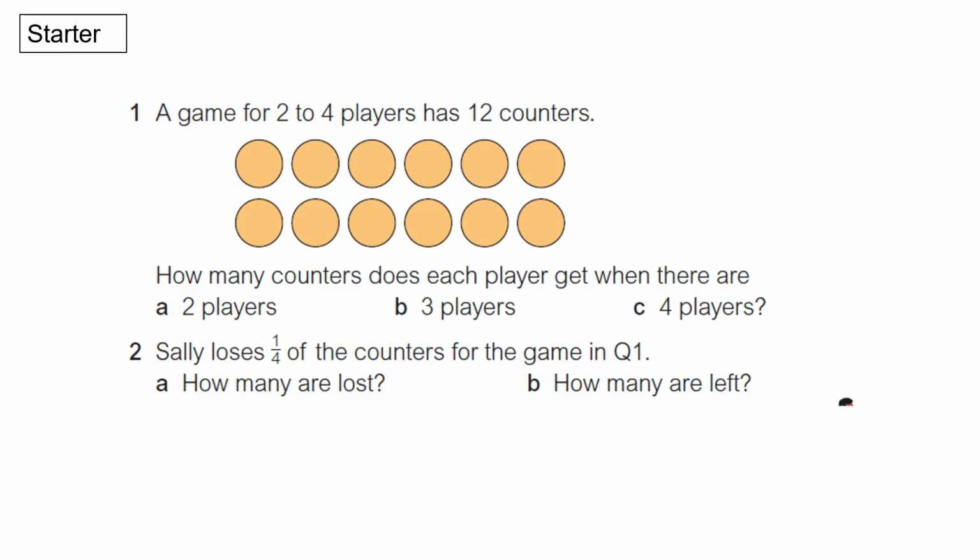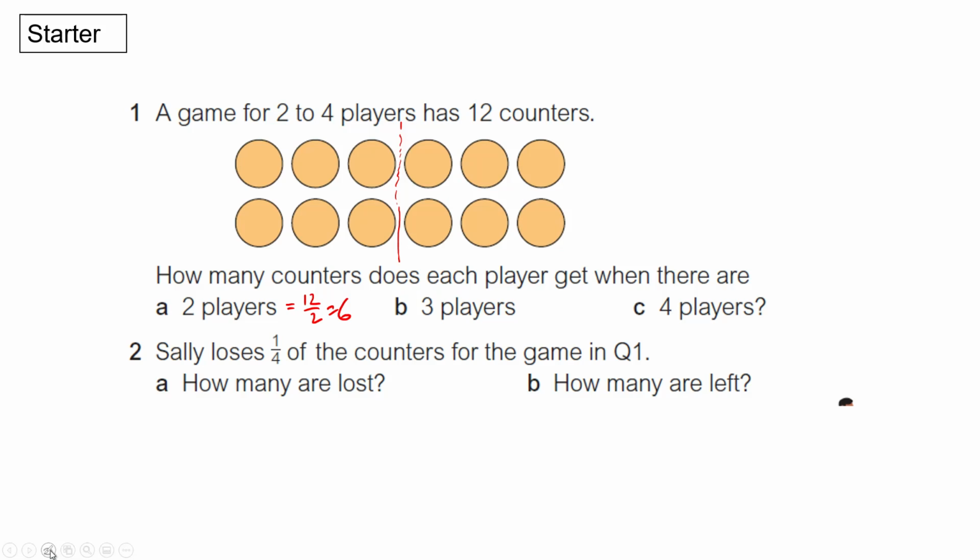Okay, let's look at this first one, question 1. A game of 2 to 4 players has 12 counters. How many counters does each player get when there are 2 players? So if there are 2 players, we divide by 2. So it's going to be equal to 12 divided by 2. So each player is getting 6 counters each. We can see that by splitting it in half. So that's player 1 gets 6 and player 2 also gets 6.